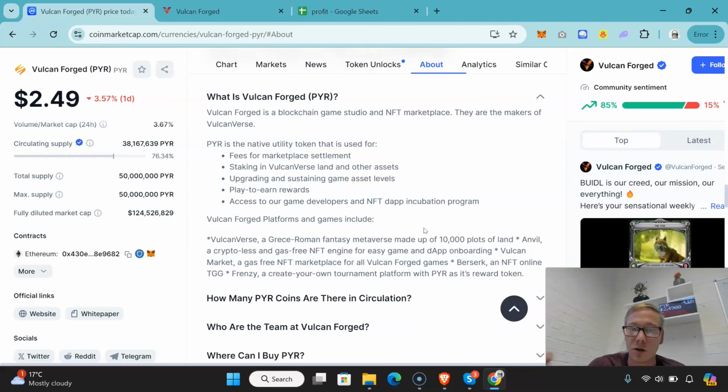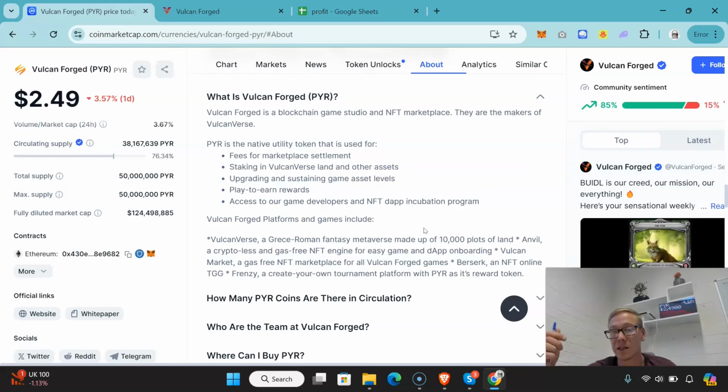The PYR token is the utility token that's used for fees for marketplace settlement. It's used for staking in Vulcanverse land and other assets. It's used for upgrading and sustaining game asset levels. It gives play-to-earn rewards. It is used for access to the game developers and NFT incubation programs as well.